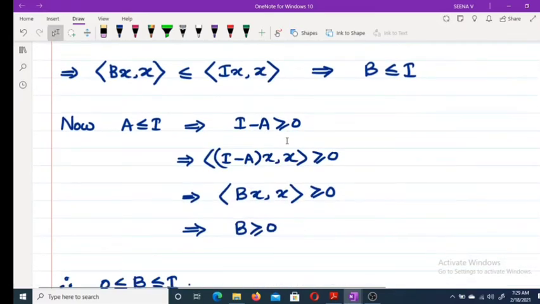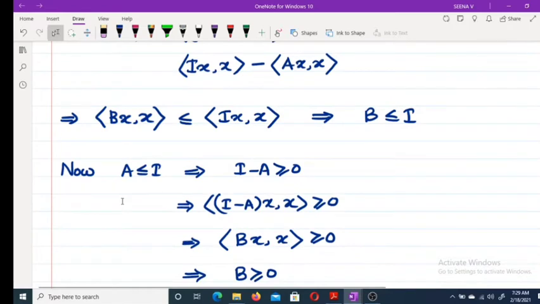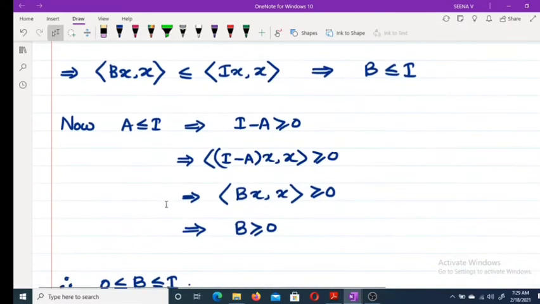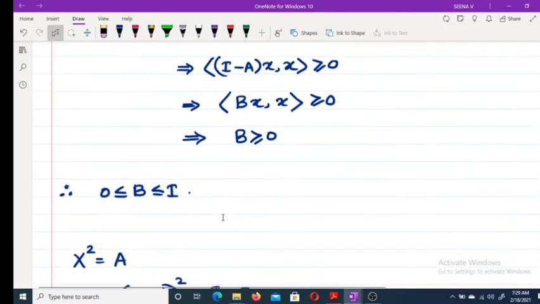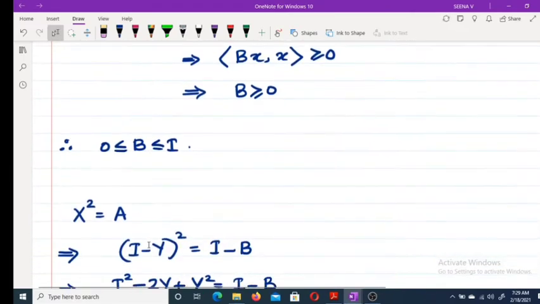Now, A less than or equal to I means we have this. So, B is greater than or equal to 0. This is clear from the definition itself: I minus A is greater than or equal to 0, and we assume that B is this. There is no need to write it like this. We can clearly say B greater than or equal to 0. So, we get 0 less than or equal to B less than or equal to I.